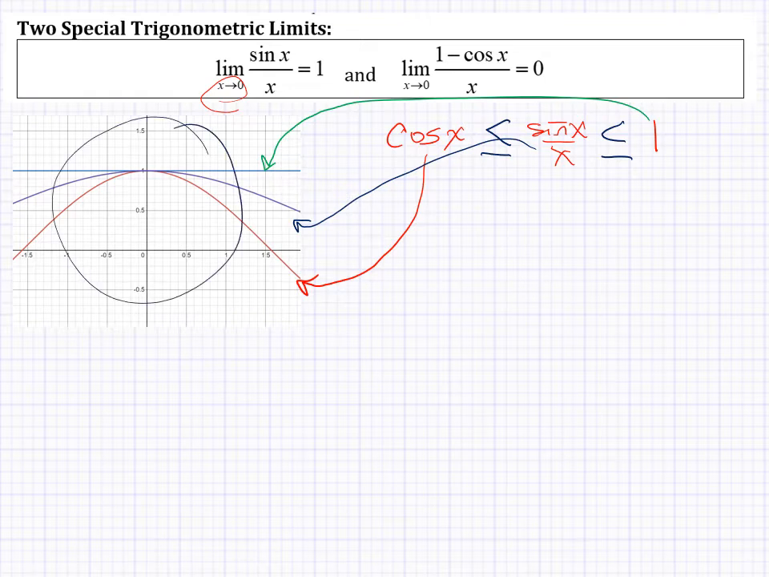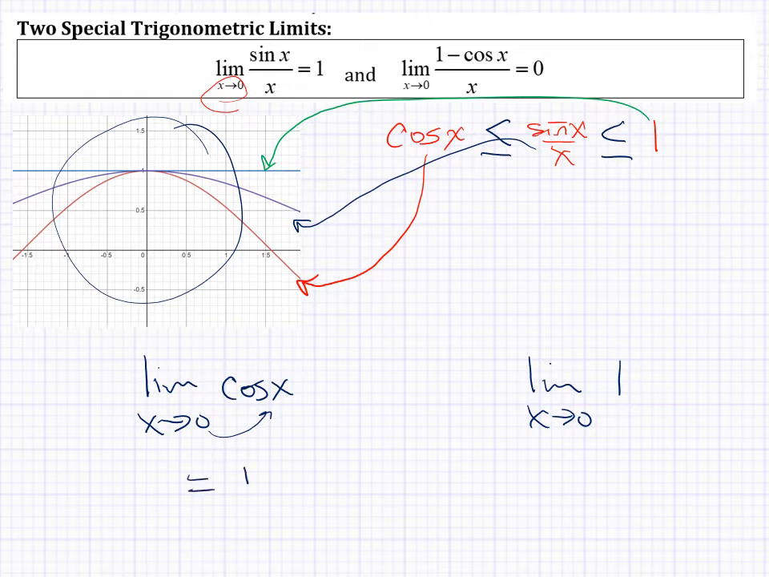Well, I can do the limit as x approaches 0 of cosine x, and I can do the limit as x approaches 0 of 1. Those are actually really easy limits. For the first one, we could just plug x right in because cosine of 0 is 1, so that limit equals 1. And this is the limit of a constant. The limit of a constant is always that constant, so that's 1.